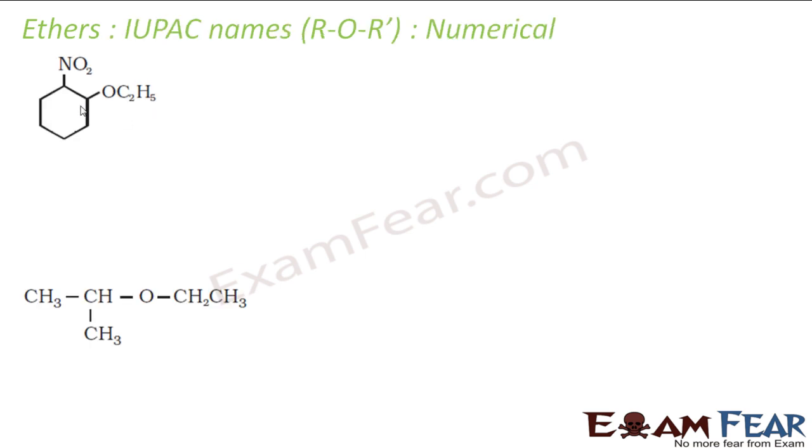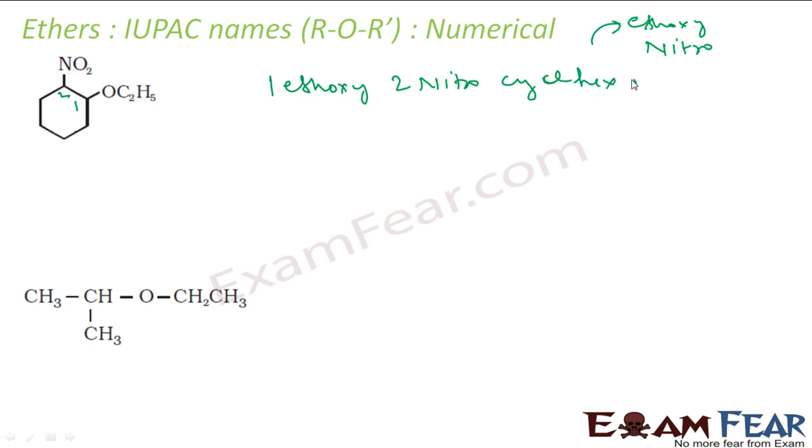So let's try the IUPAC name for these. So out of these two, nitro and ethoxy group, ethoxy is primary, so I'll number in this fashion. So again I have ethoxy and nitro. Let's start. A, B, C, D, E comes first. So it will be 1 ethoxy, 2 nitro, cyclo, 6 carbon, hex, all single bond, ane. So it will be 1 ethoxy, 2 nitrocyclohexane.